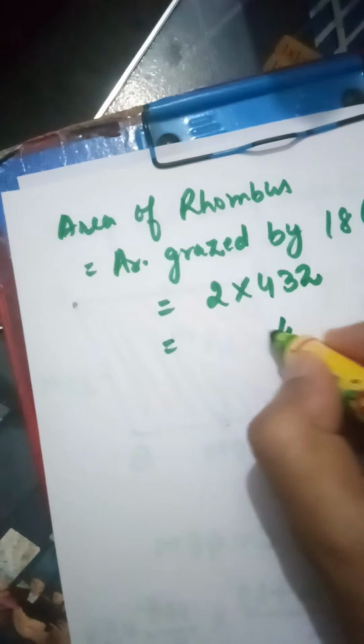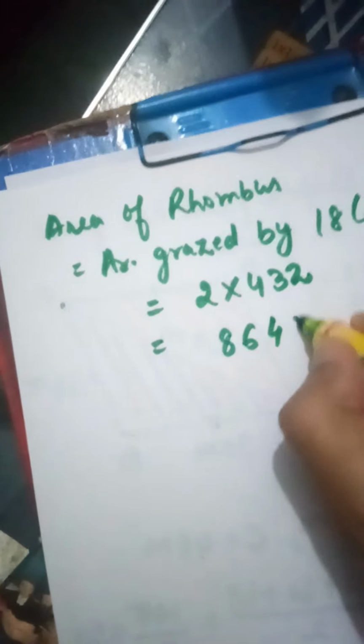So we can say that area of rhombus is equal to area grazed by how many cows? 18 cows, and that is equal to 2 into 432 meter square. So it is equal to 2 4s are 8, 2 3s are 6, 2 2s are 4. So 864 meter square of the area will be grazed by the cows.